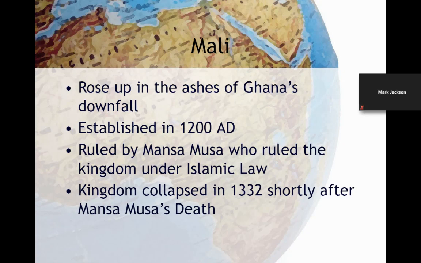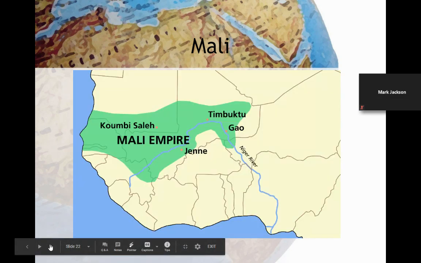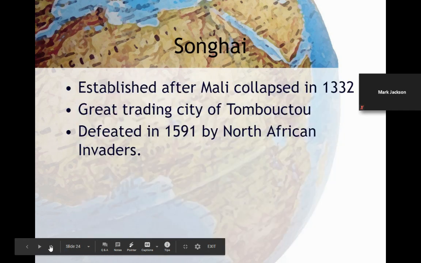Mansa Musa ruled for a very long time. And unfortunately, when he died, he left the kingdom to his 2 sons. And they couldn't agree on how the kingdom would be ruled. And the kingdom fell relatively shortly after his death and was absorbed by the Kingdom of Songhai. Here's a palace that's still there today. They actually use this as a governmental building today, so it's still in use.